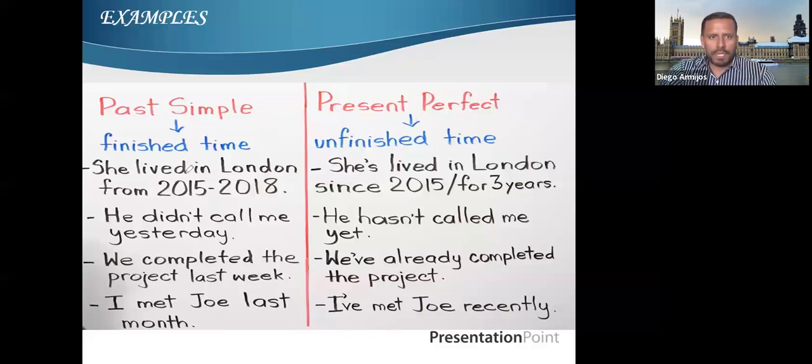Very good. Another example. In this case, this is the present perfect. According to this sentence, she's still living in London. Maybe we don't know, or maybe she's thinking about going back to London one more time, and that is why that's the big difference.